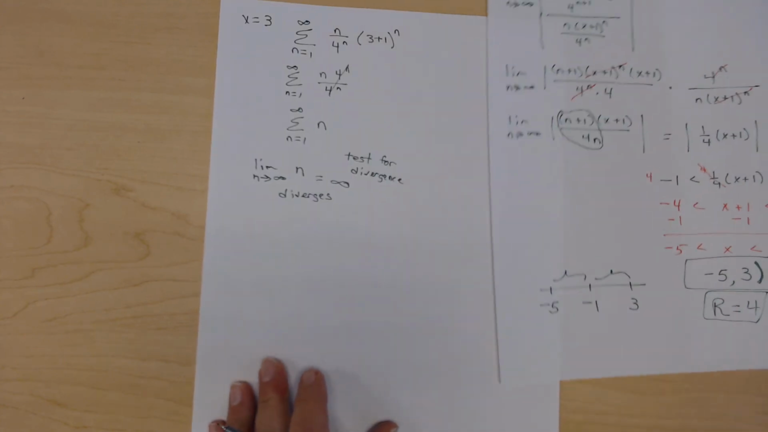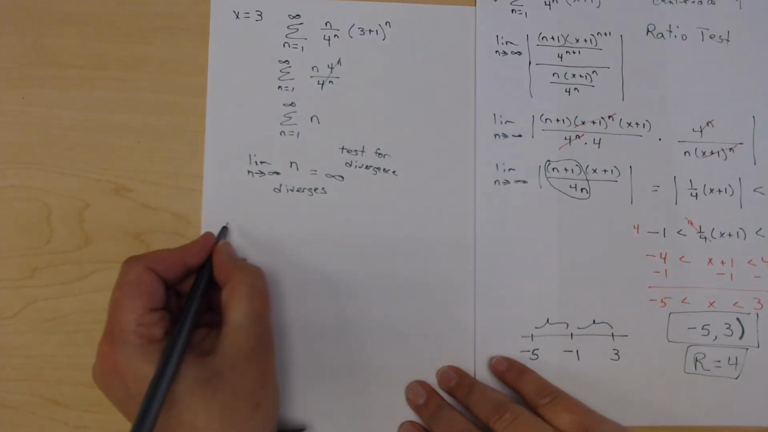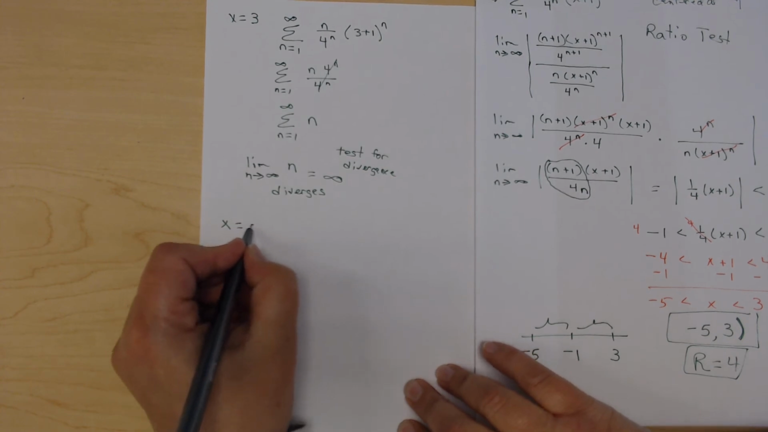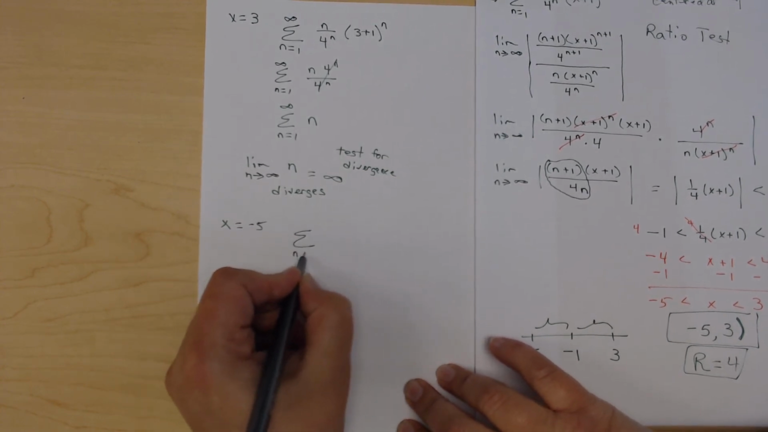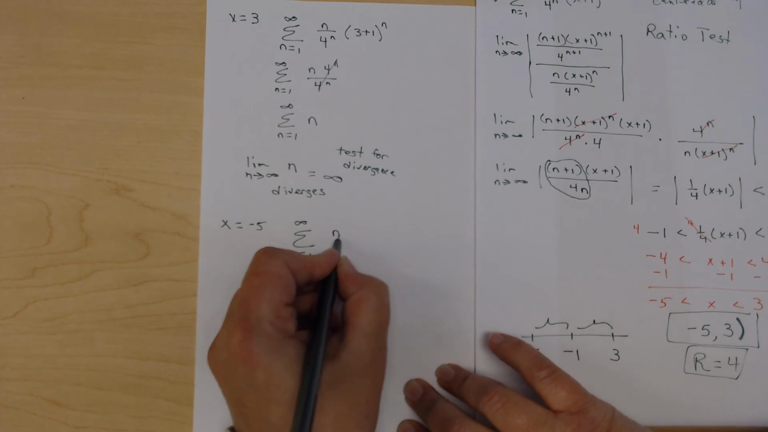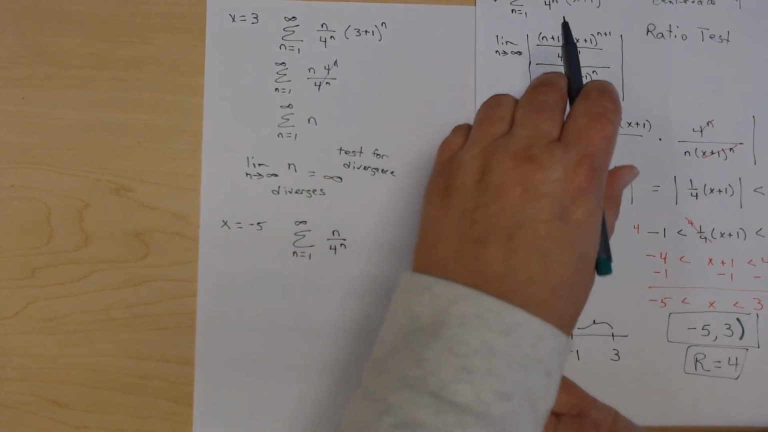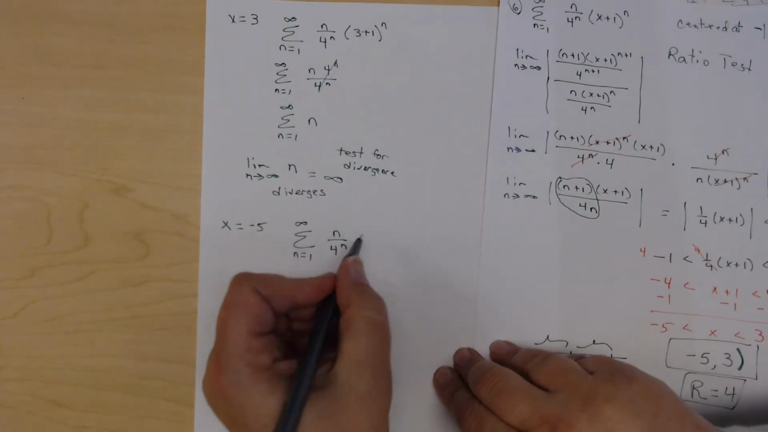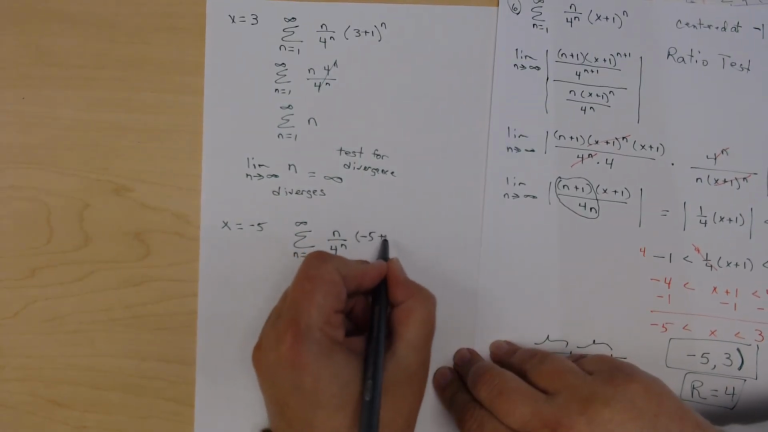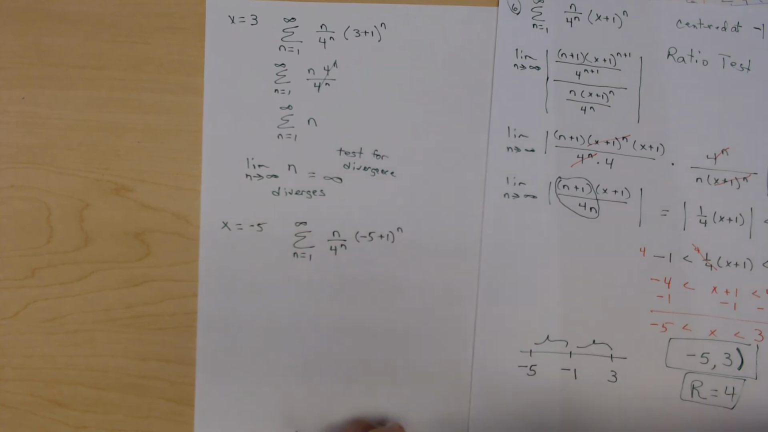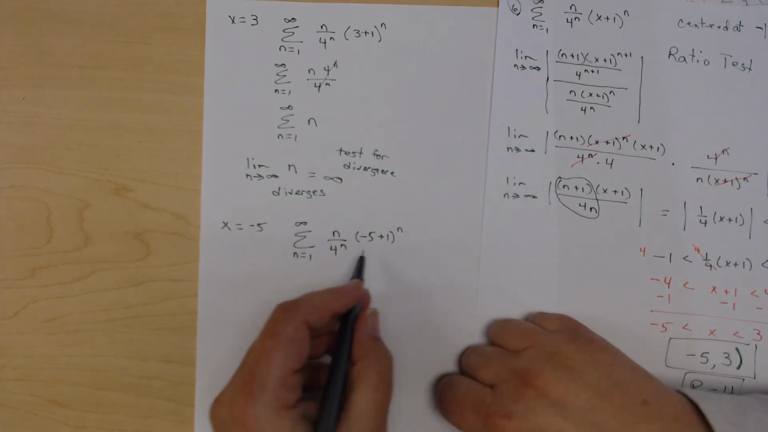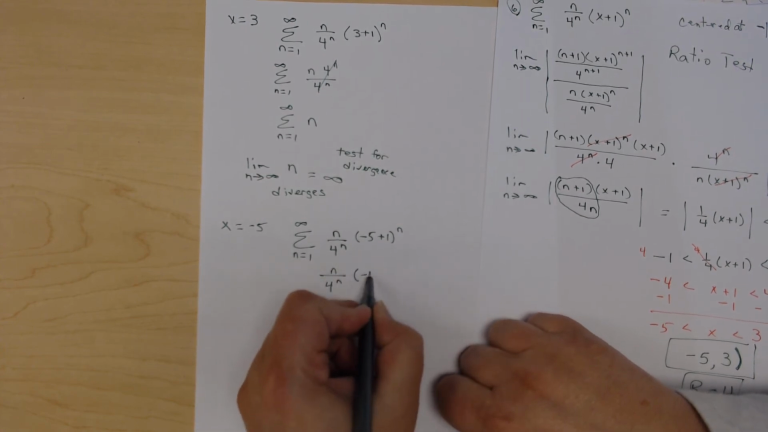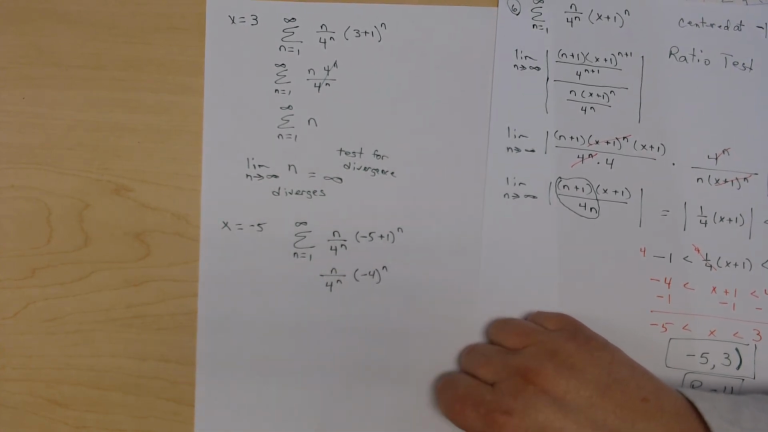Do it all over again for -5. Okay, I want to make sure you guys can see. x equals -5, summation, n equals 1 to infinity, n over 4 to the n, and then for x, I'm plugging in a -5. So -5 plus 1 to the n. Okay. All right, so what happens here? There's a couple ways we can clean this up. This turns out to be what? -4 to the n. Okay.